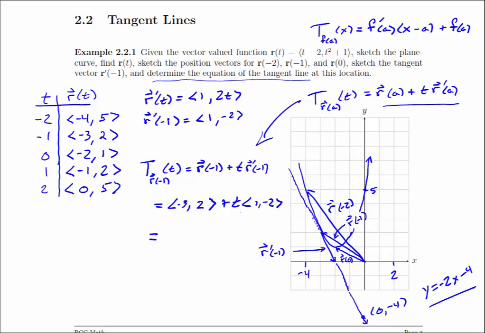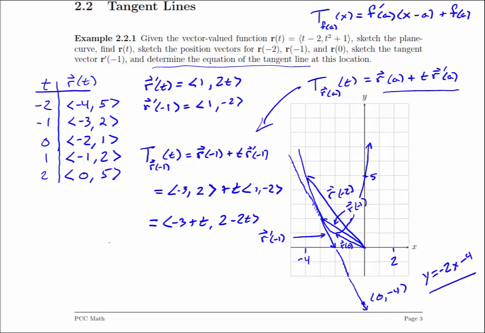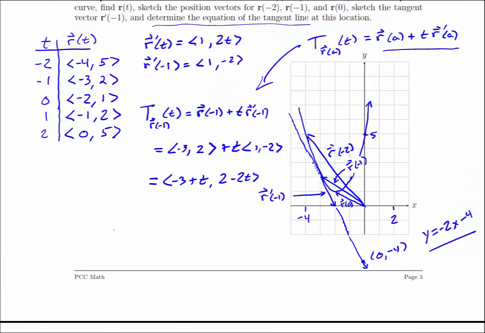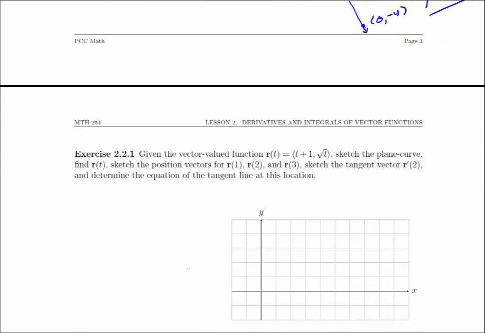Another acceptable form is to put this all together: negative 3 plus t, comma, 2 minus 2t. And as an instructor, I am fine with both of these forms. Your instructor may prefer one over the other, but there's not a whole lot of difference other than just a basic form here. All right. So go ahead and pause, rewind, look at that a little bit if you have anything that you need to review. And once you feel comfortable with this process, go ahead and scroll down here.